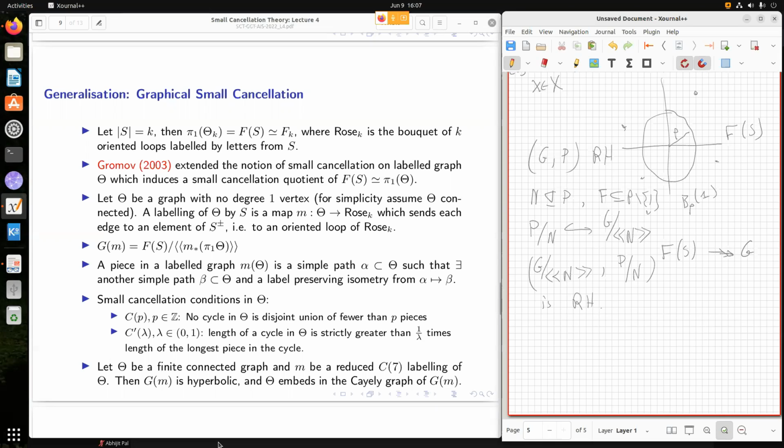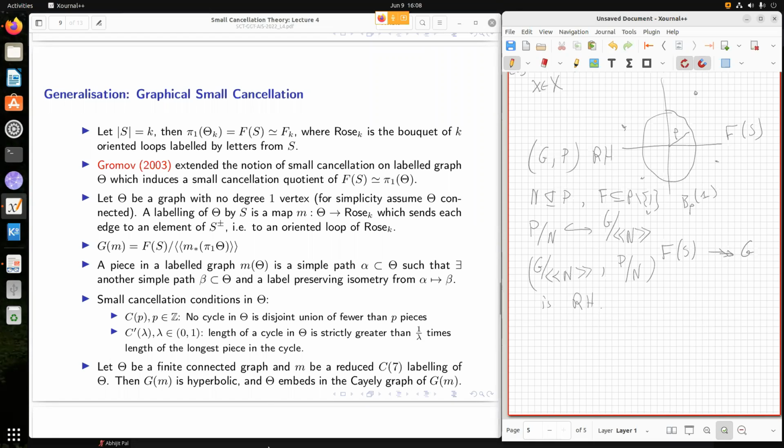Now, what Gromov did was he extended the small cancellation notion to a labeled graph. He labeled a graph using labels coming from S. You take a graph theta, and you assume that it has no vertex of degree 1, and suppose it is connected. You can also introduce similar things on non-connected graphs, but here we will assume it to be connected, otherwise some complications would arise and we have to be more careful about the statements.